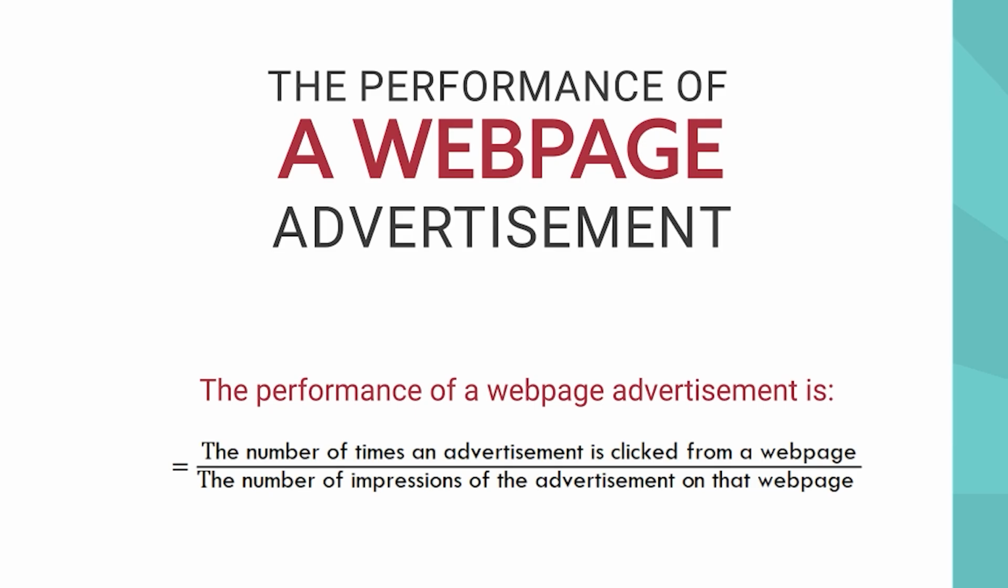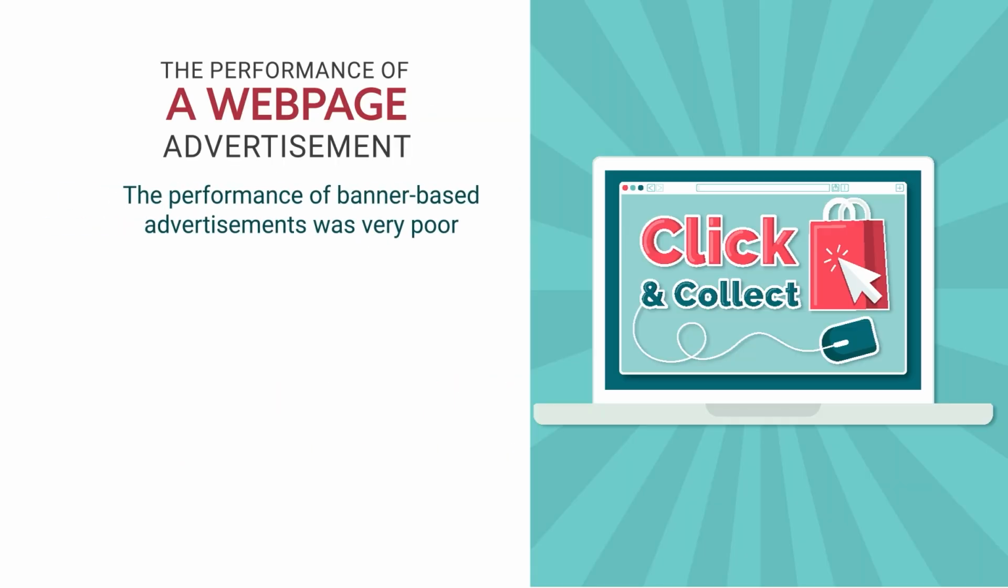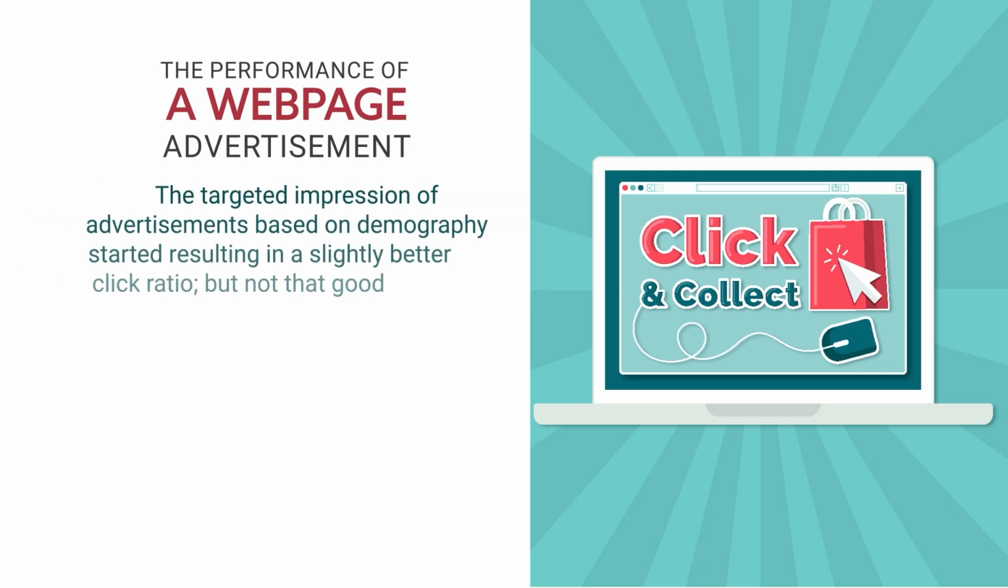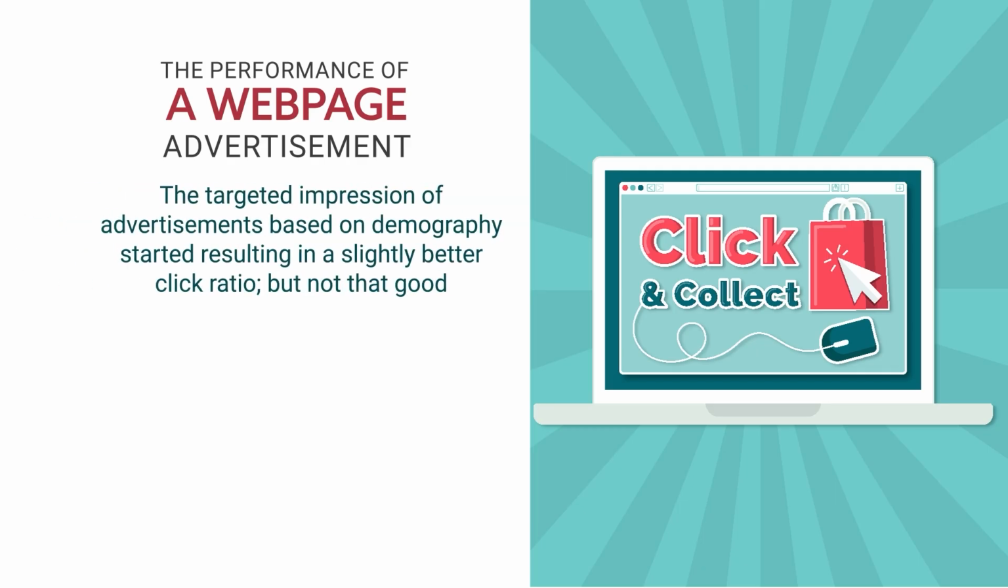So that means the performance of that particular advertisement on that particular web page will be 4 upon 10. That means 0.4. So the performance of banner-based advertisement was very poor. The targeted impression of advertisement based on demography started resulting in a slightly better click ratio, but not that good.